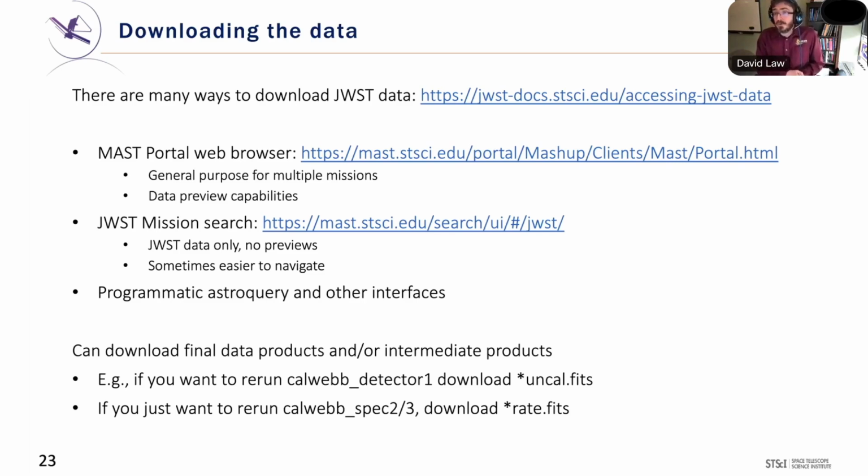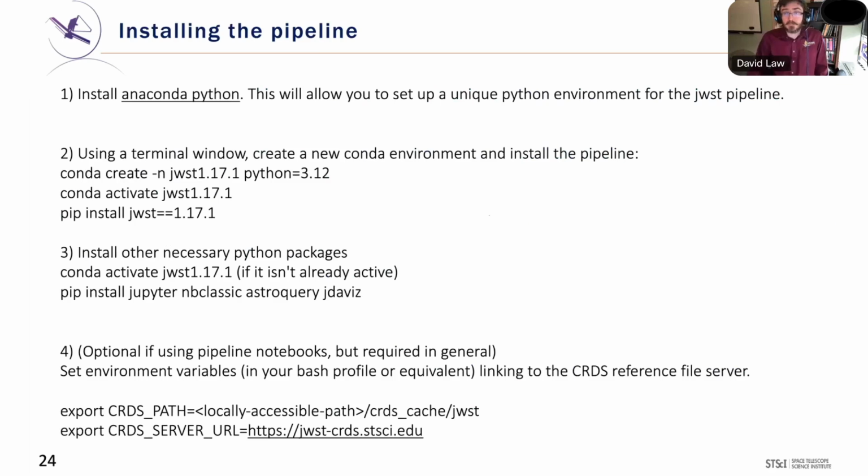Or you can download the intermediate files. If you think you want to rerun the end stage pipeline, download the cal files. If you want to just rerun higher stages, download rate files. If you want to start at the beginning of the pipeline, download the uncal files. It's tailored so there's lots of intermediate products, and you can choose where you want to start your own processing.